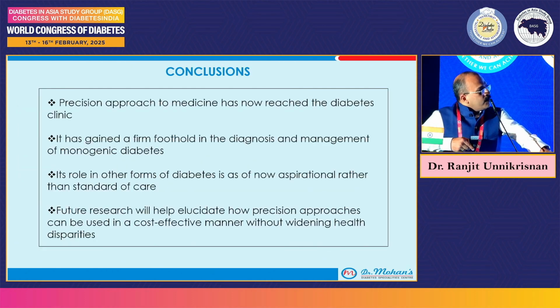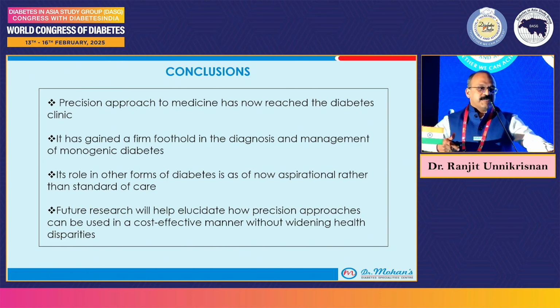So I'd like to conclude by saying that the precision approach to medicine has now reached the diabetes clinic. Its firm foothold is in the field of monogenic diabetes. The other forms of diabetes are still aspirational, but getting there. But we need future research to see whether precision approaches can be used in a cost-effective manner. And we don't want to increase health disparities by making all treatment decisions based on costly tests or investigations which most people cannot afford. So that is going to be the challenge going forward in precision medicine. I thank you for your attention.